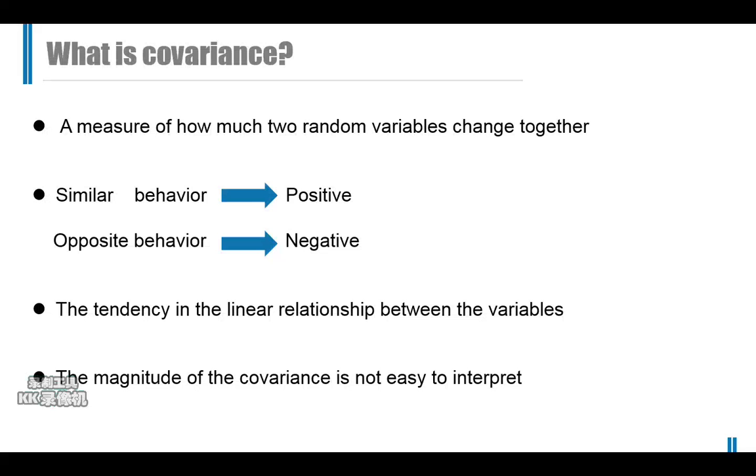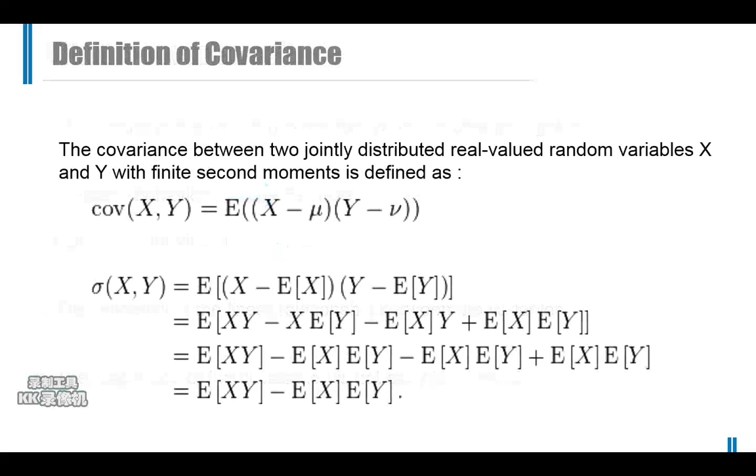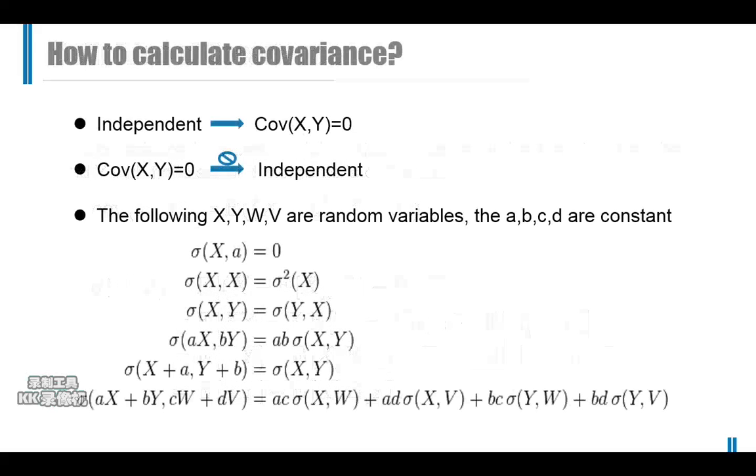The covariance can be defined as the equation below, and it can be simplified as E[XY] minus E[X]E[Y]. So if X and Y are two independent random variables, E[XY] will equal E[X]E[Y], and the covariance of X and Y will be 0. But on the contrary, when the covariance of X and Y equals 0, we cannot conclude that X and Y are two independent random variables.